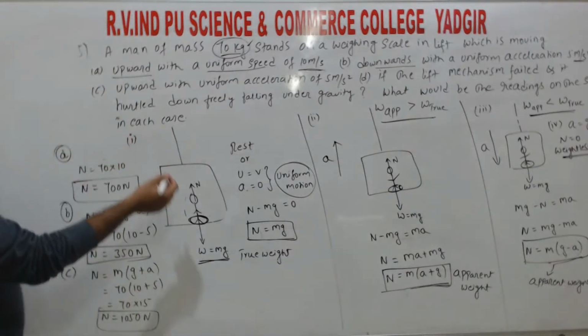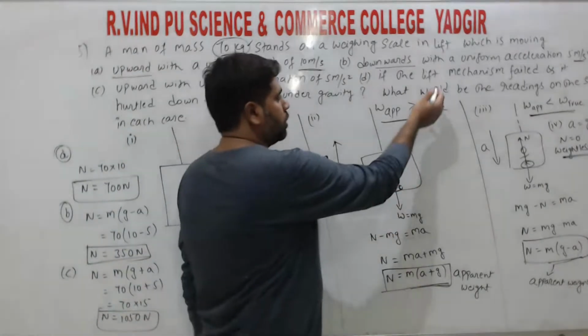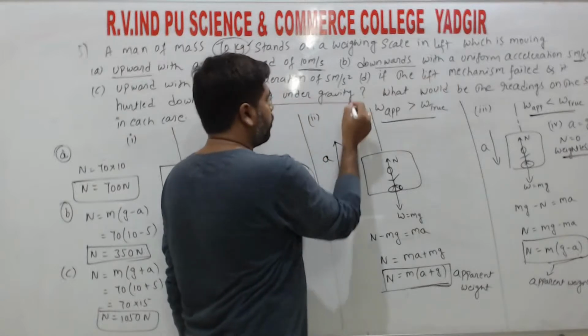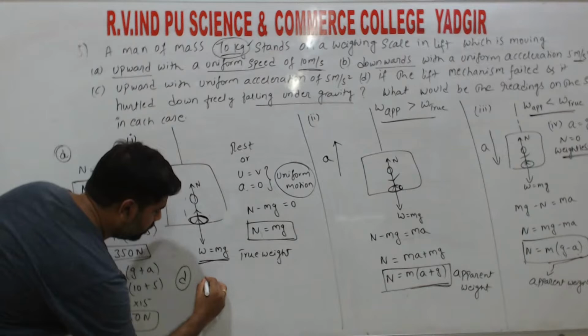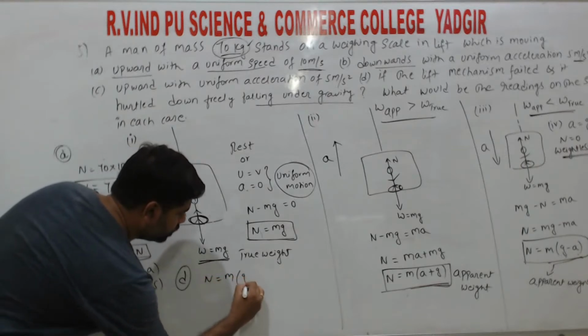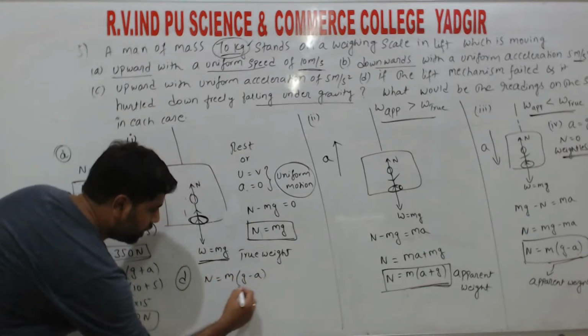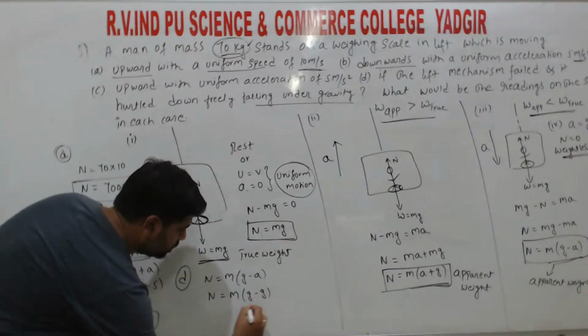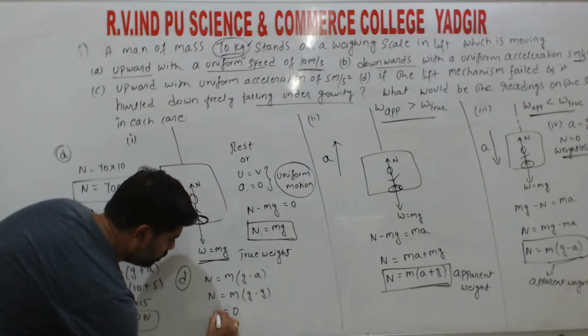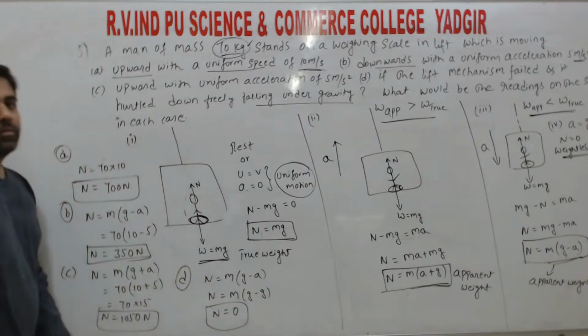And for the last one, mechanism failed and it's freely falling under gravity. So the D option is N is equals to m into G minus A. So here A is equals to G, m into G minus G, that is equals to 0, right?